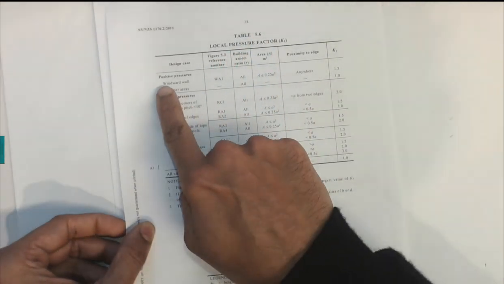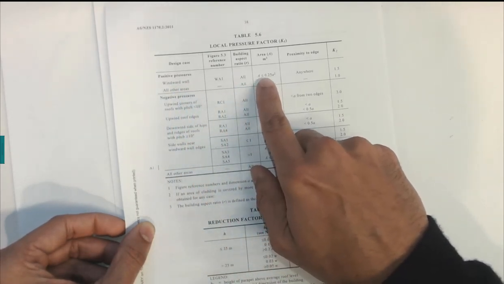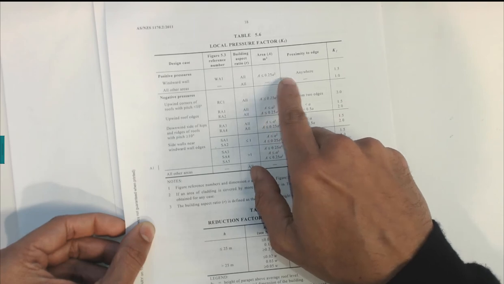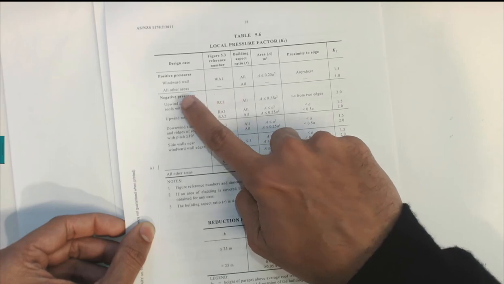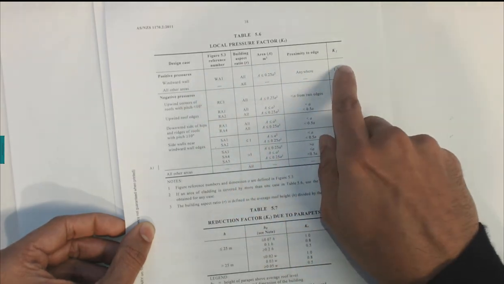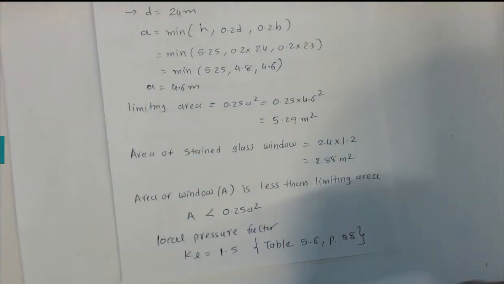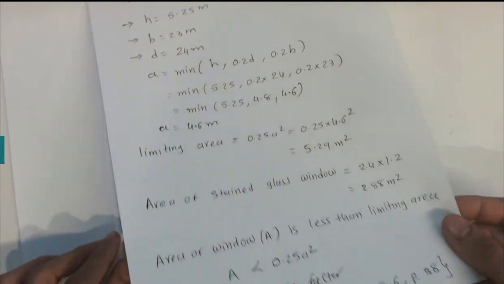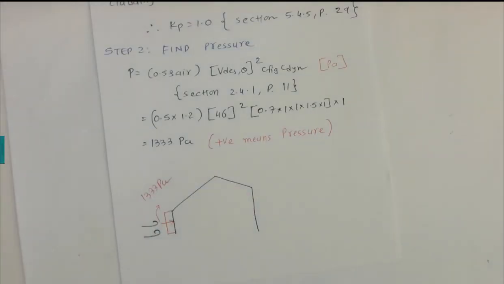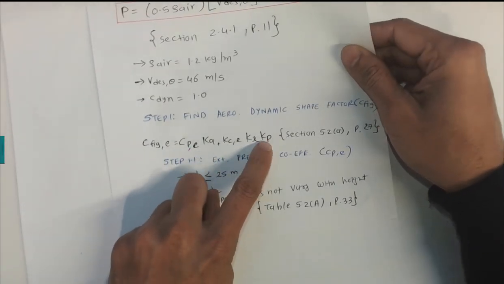In here we have a positive pressure for windward walls, and for this case the area is less than 0.25 a square, and we have WA1 for the windward wall. So for the windward wall we are taking 1.5. So KL equal to 1.5. Now we calculated the different values so far: CPE, KA, KC, KL, and the last one is KP.